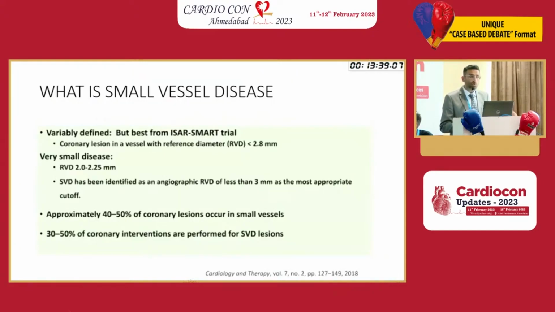So how do you define small vessel disease? Any vessel diameter less than 2.8 millimeters is a small vessel disease. Approximately 40 to 50% of all coronary lesions occur in small vessels, and around 50% of our coronary interventions are performed for small vessel disease. So much so that we proceduralists have pushed the stent industry to even manufacture 2 millimeter stents now.